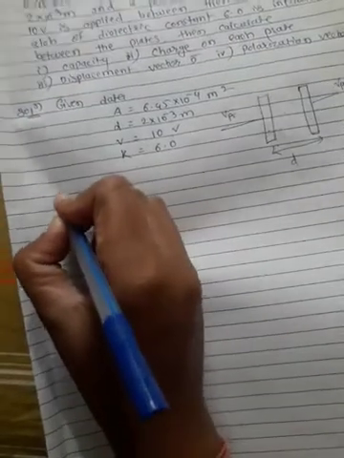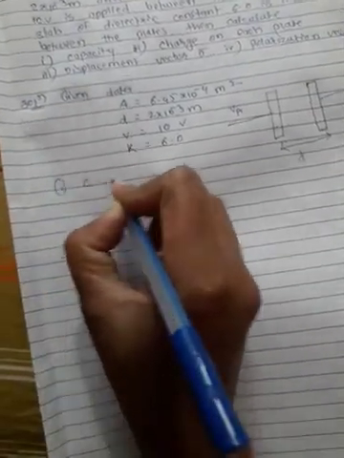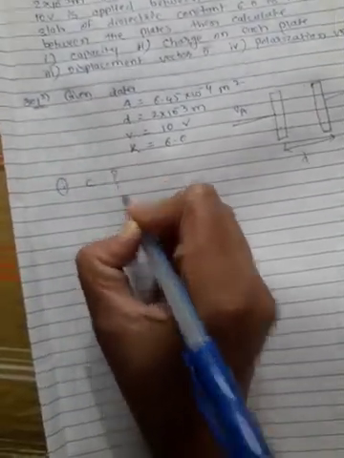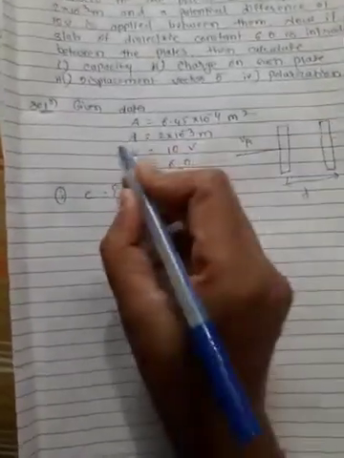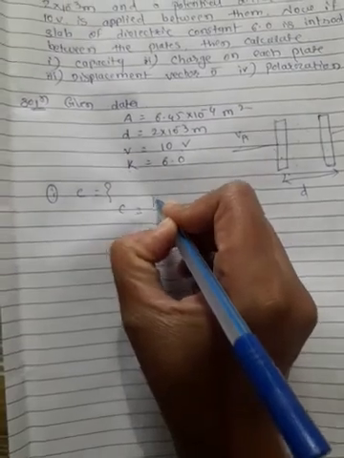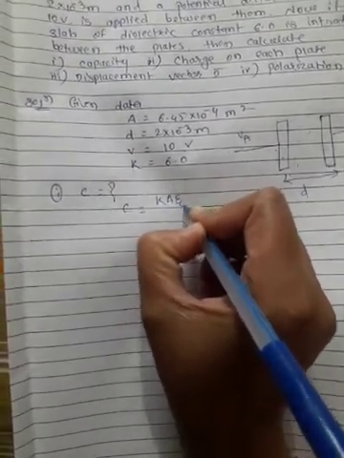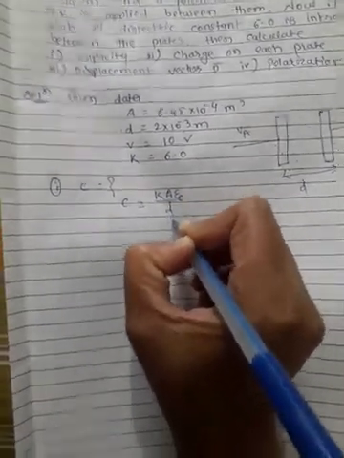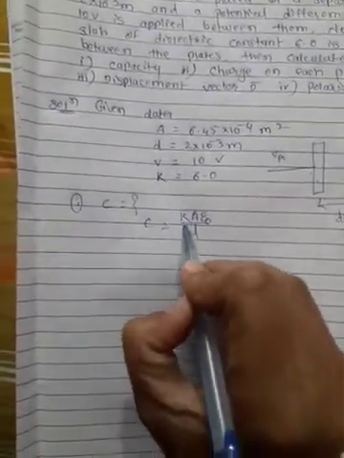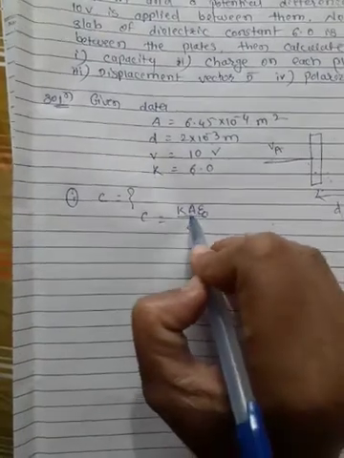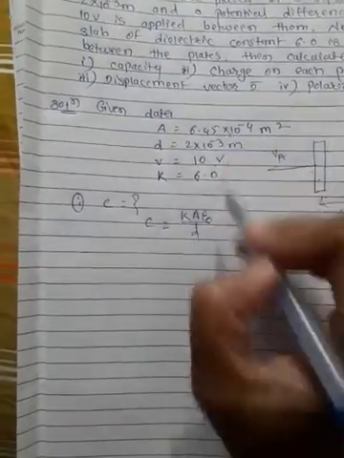First, capacity. We know the formula of capacity, C equals K A epsilon naught upon D. We derived this formula. Now we have the value of K here, 6.0, and A, the area, is also given.